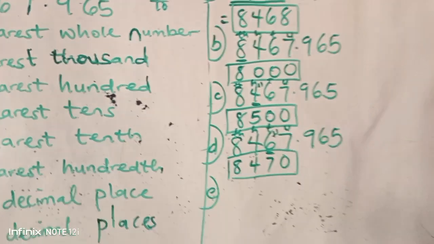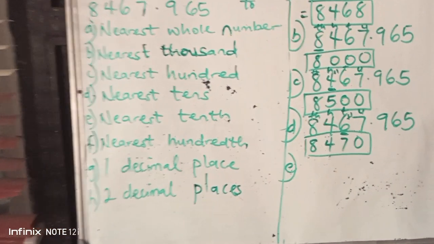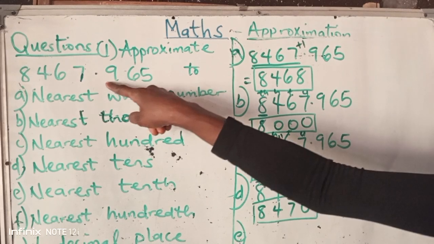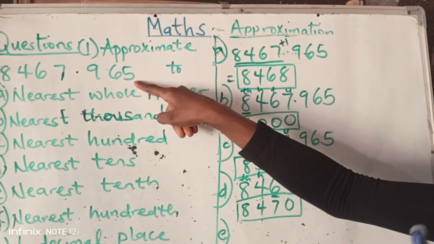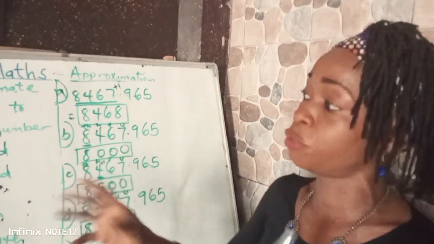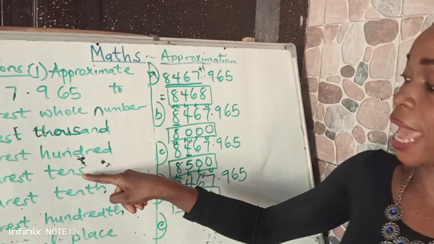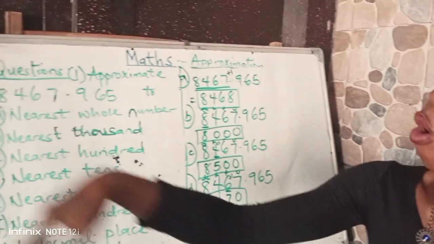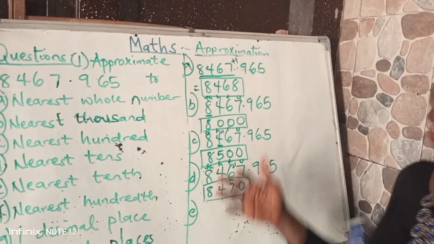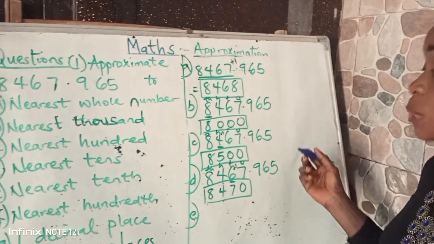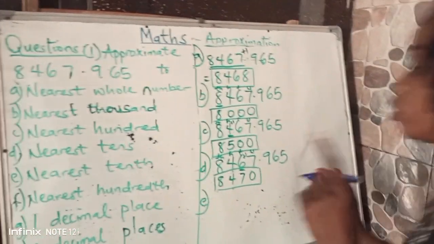Now, the E part. Approximate to the nearest tenths. Tenths, T-H here indicates that the number will be within the decimal numbers. Please do not forget, and in case you don't really understand it, please go back and refer to my previous video. You realize that tens, thousands, and hundreds, spelled with S, are all in the whole numbers. And the ones with TH, tenths and hundredths, you find them in the decimal numbers. So our first procedure is to identify your tenths.